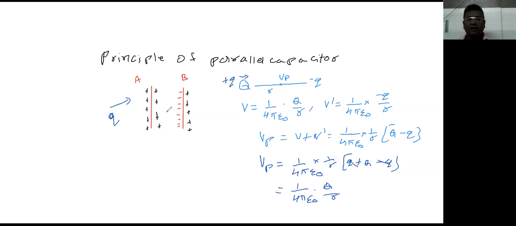Now, this is one method. Another thing is, I can decrease the potential of A further by connecting the outer edge of B to the earth. This is called earthing, and you know that earth is having zero potential. So therefore, all the positive charge will flow into the earth. So this positive charge will not be there anymore, and there is only the effect of the negative charge.